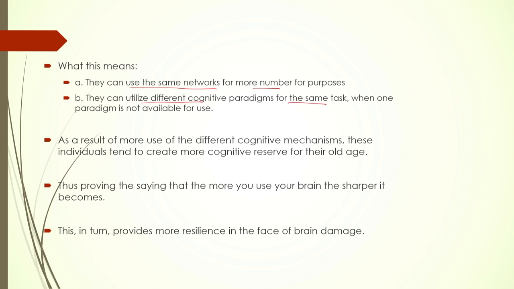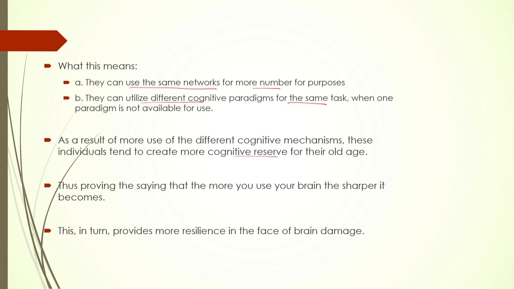Now, as a result of more use of different cognitive mechanisms, these individuals tend to create more cognitive reserve for their old age, because if you have continuously done this kind of challenging tasks all your life, you are basically creating cognitive reserve for your old age. As a result, this creates some amount of cognitive immunity, which will help you in the face of brain damage.